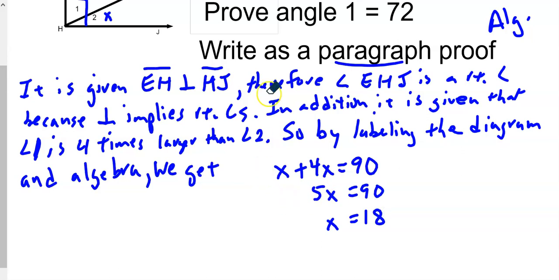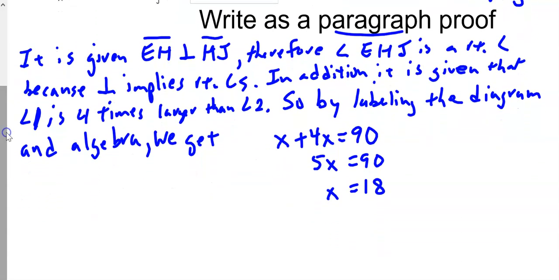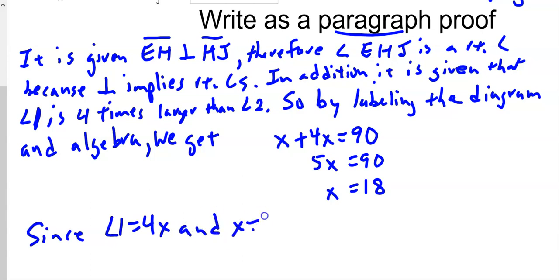All right, what are we trying to prove? Well, we're trying to prove angle 1 is 72. Well, angle 1 is 4x, and we know x is 18. Since angle 1 equals 4x and x equals 18, then the measure of angle 1 would be 72 degrees.